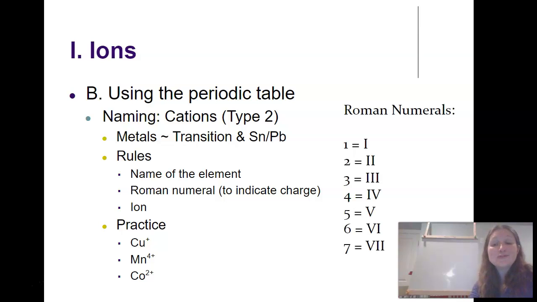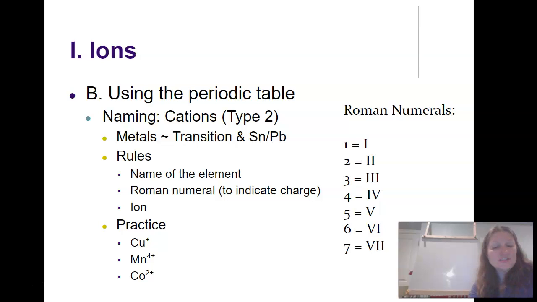Okay, so these are the Roman numerals you need to know in order to name transition metals. Again, these are only that middle block, the D block, and the elements tin and lead. So what we're going to do is name the element, and then tack a Roman numeral in there and then write the word ion.